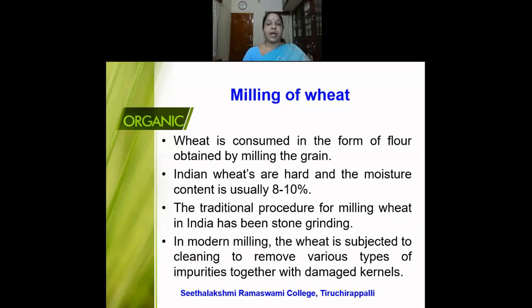Indian wheats are hard. There are three different types of wheat I told you: the soft wheat, hard wheat, and the durum wheat. The wheat that is largely cultivated in India is the hard wheat, and the moisture content of the hard wheat is very low, about 8 to 10%.